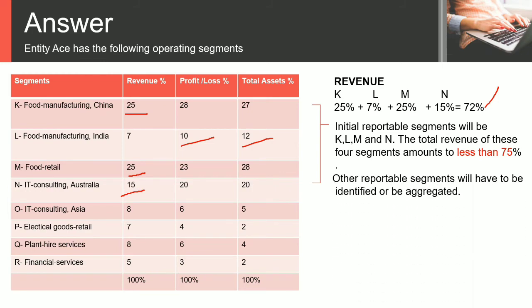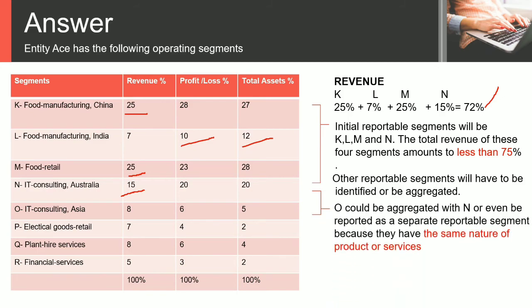Initial reportable segments will be K, L, M, N. The total revenue of these 4 segments amounts to less than 75%. Other reportable segments will have to be identified or aggregated. O could be aggregated with N or even be reported as a separate reportable segment because they have the same nature of product or service. N, IT consulting; O, IT consulting. P, Q, and R will be reported under all other segments.